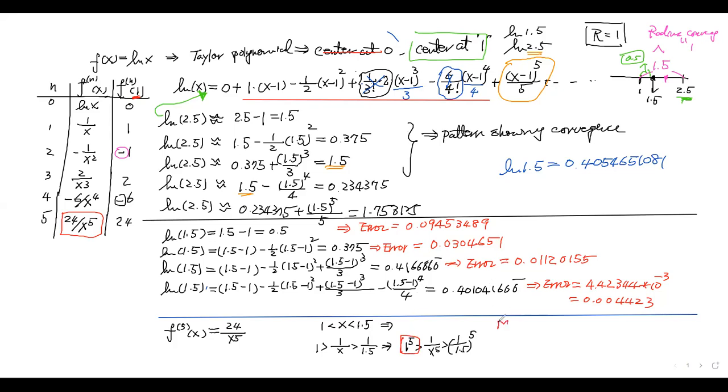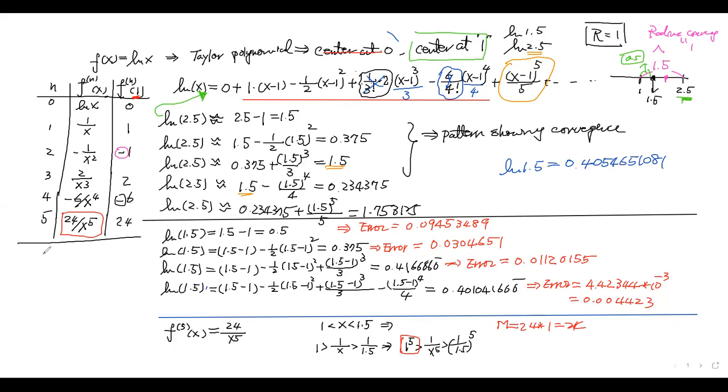So my M value is what? My M value is 24 over 1, right? So 24 times 1. So my M value will be 24 times 1, so it's 24 here.